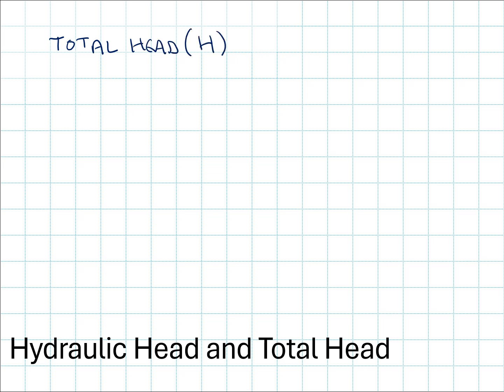Which we give the variable capital H. And total head is the sum of our pressure head, our kinetic head, and our elevation head. So, of course, I'm correcting for any non-uniformity in my velocity distribution by including my alpha parameter, my kinetic correction factor, right here to modify my velocity head.